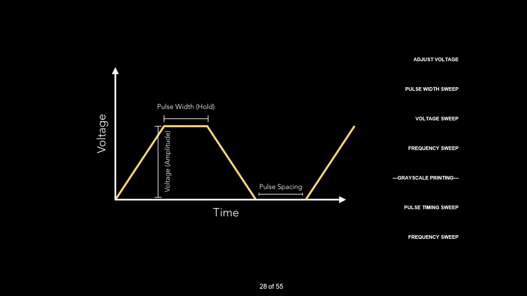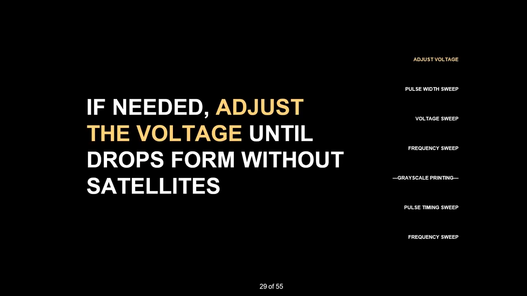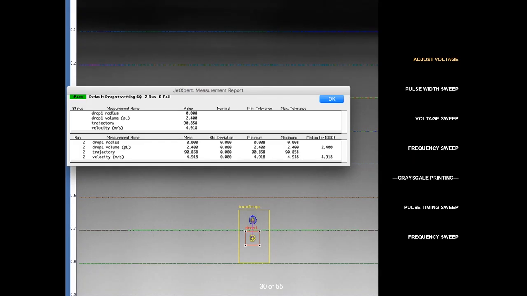And once again, just as a reminder from the beginning, the three parameters that we're really focusing on for optimization are the amplitude, the pulse width, and then the spacing between the pulses. So we're going to take that default waveform that the manufacturer has given us, and we're going to decrease the voltage until we get a nice drop that doesn't have any satellites. It's probably going to be too slow for your particular application in this case, but this is where we want to start for optimization. So here's an example of measuring a drop that's 2.4 picoliters in size and 4.9 meters per second. And this is just the default manufacturer's waveform.